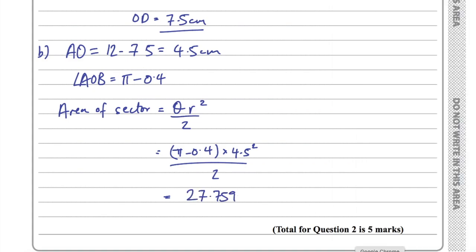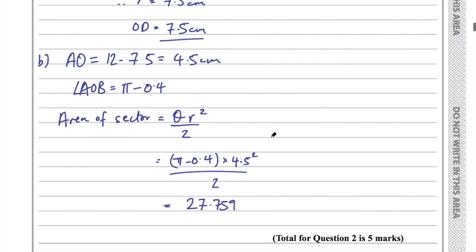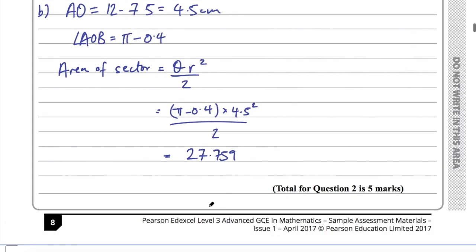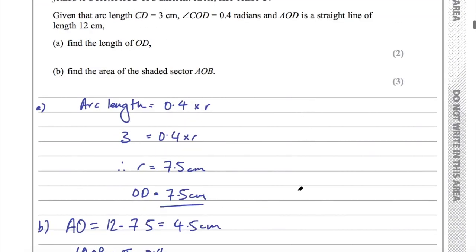27.759. Let's double check that. Yep. And it didn't give us a degree of accuracy, so we could just round that off to 2 decimal places, 27.76 centimeters squared. And that question was for 3 marks.